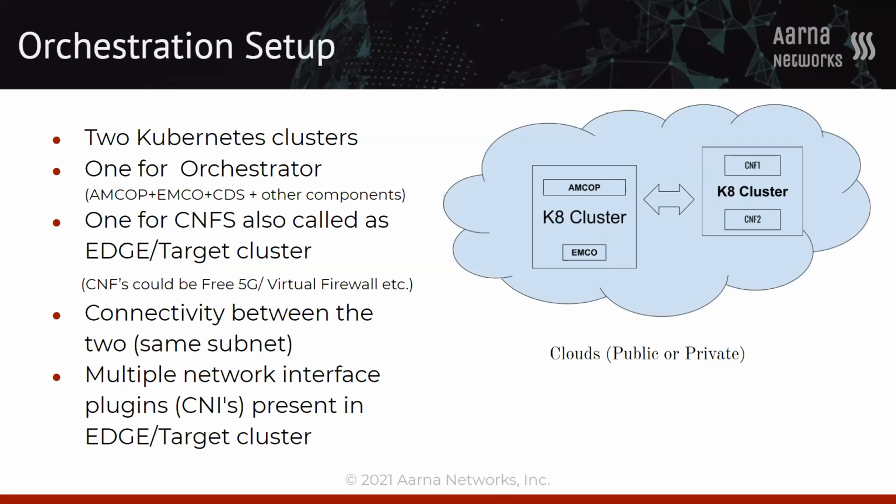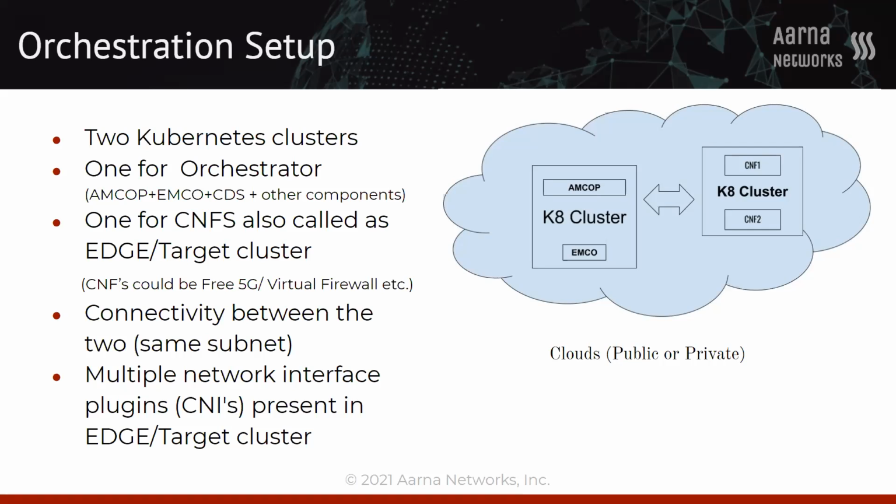On the right hand side, we see this other box, which is again a Kubernetes cluster, and that's where we will deploy the CNFs. These two clusters should be able to talk to each other. In this diagram, they seem to fit in the same location. In real life scenarios, we can have them at different locations, or we can have multiple of these K8s clusters deploying either the entire CNF or parts of the CNFs. The one on the right hand side we call the edge or the target cluster.